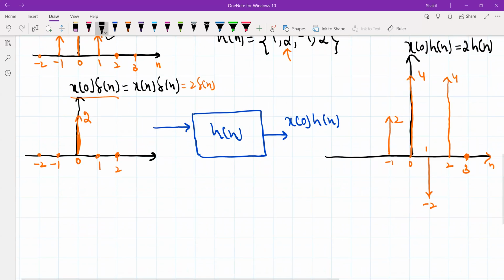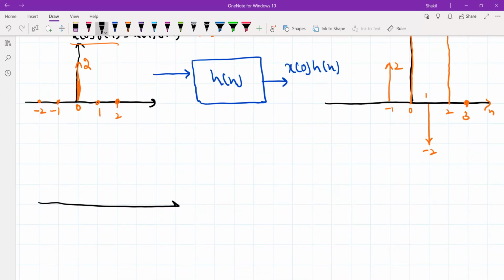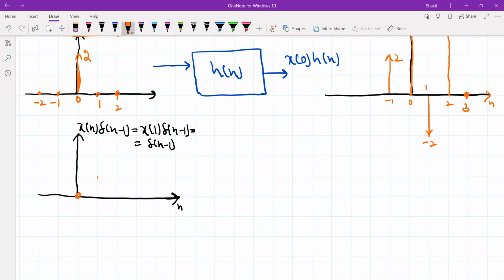Now, how do we obtain this? First of all, how do we obtain this? We multiply x of n with delta n minus 1, and that's the same as x of 1 delta n minus 1, and x of 1 is 1. So this is delta n minus 1. What is the value of the given signal when n is 1? 1. So 1 multiplied by 1 is 1, this is 0, this is 0, and the rest of the samples are zeros. So this is the input to the system.